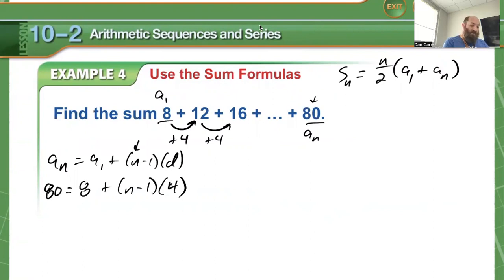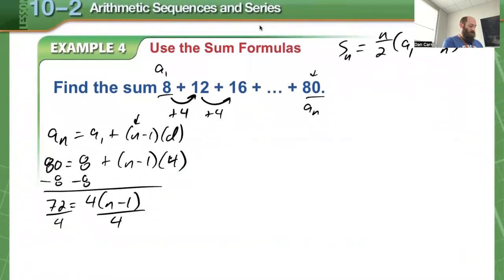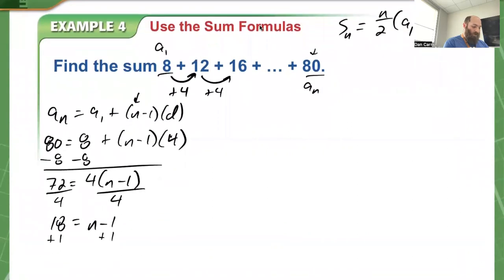Instead of distributing out the 4, I'm going to start with subtracting 8 from both sides. So I get 72 is equal to 4 times n minus 1. Now I could divide both sides by 4. 72 divided by 4 is going to give me 18 is equal to n minus 1. Then I add 1 to both sides and I get 19. What this establishes is that this is actually a sub 19. It's the 19th term in this sequence.